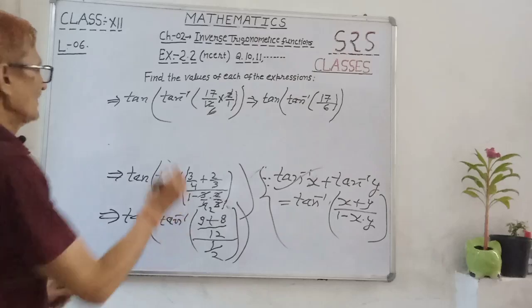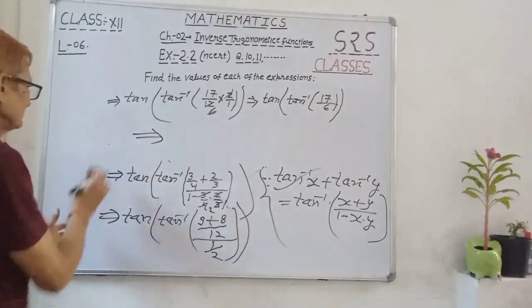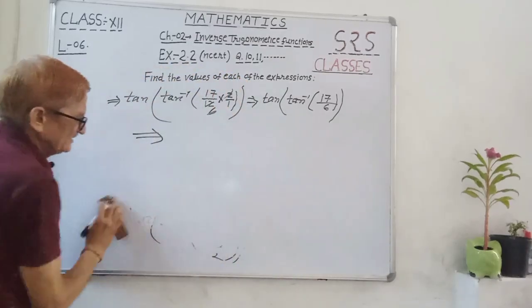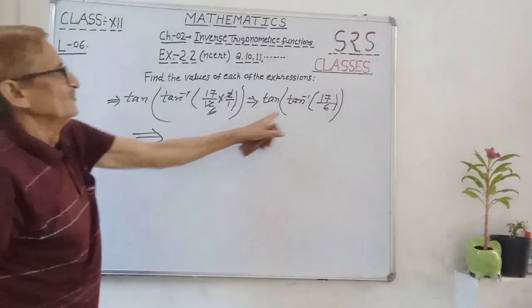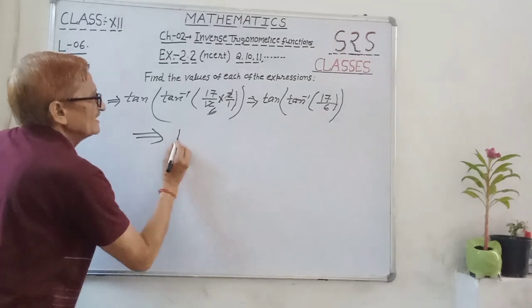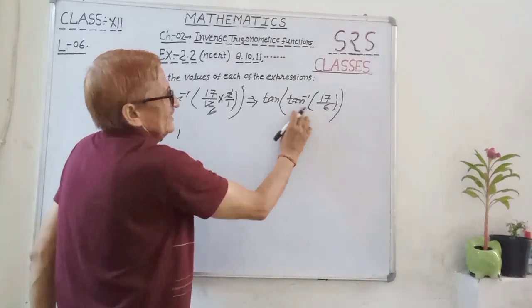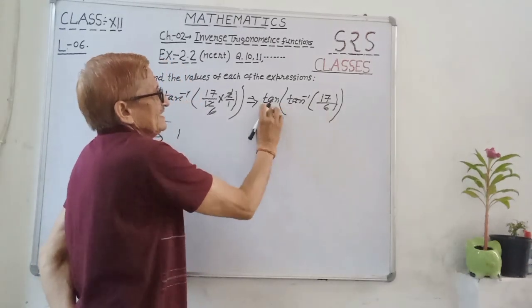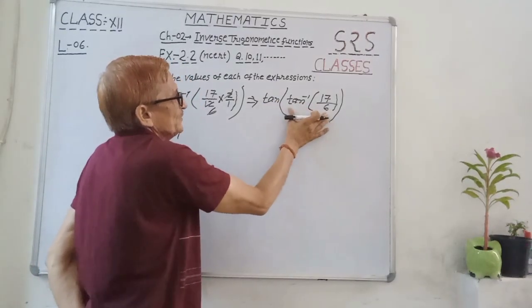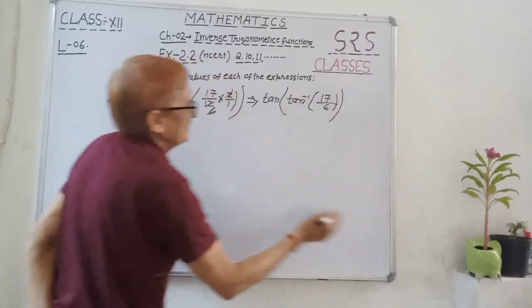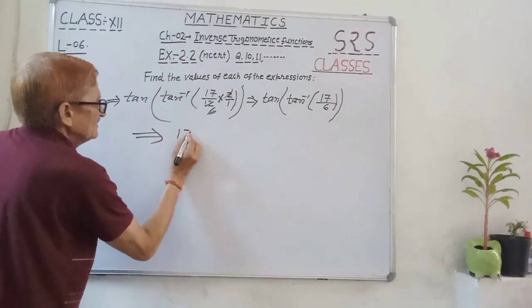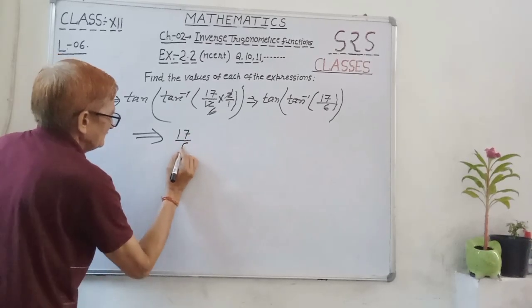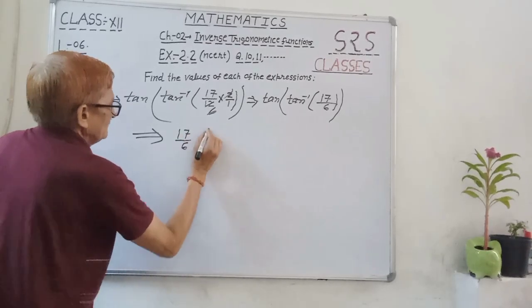Okay, then by property we can write this value is equal to 17/6. It is in the domain of tan inverse, and it will be the range of tan. So the tan of this output will be the range, meaning 17/6. Answer.